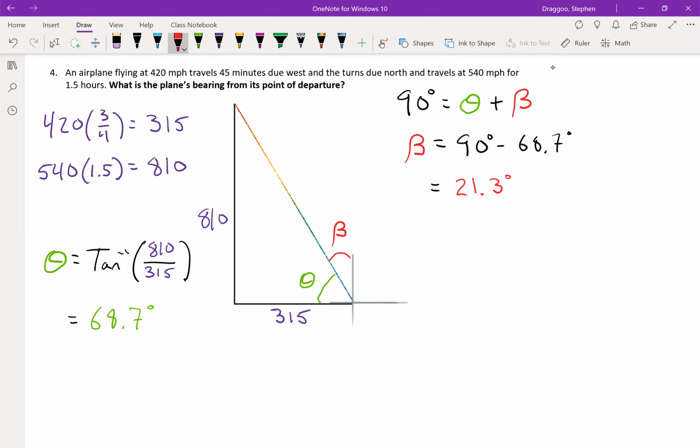So finally, I need to put that angle into an official bearing. And because this plane flew west and then north, I know that the plane's current location is northwest of its initial starting point. So my bearing should be north 21.3 degrees west, or 21.3 degrees west of north.